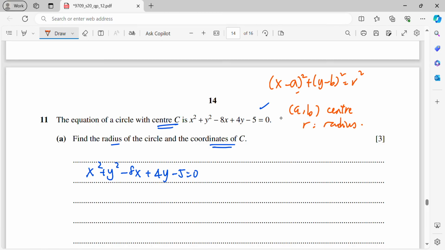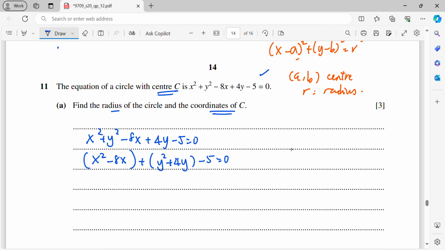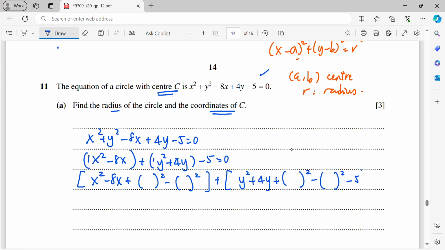So to get this form, you have to perform the completing the square method. So now I rearrange first. Then the minus 5, I will just keep it on the left side, or you can move it to the right side, up to you. For completing the square, make sure the coefficient for x squared is positive 1 and the y squared is positive 1. So now I will rewrite and then add 2 more terms. This is for x. For the y, still the same: rewrite both terms and then plus bracket squared minus bracket squared and then minus 5.